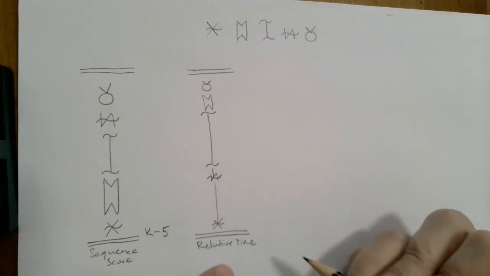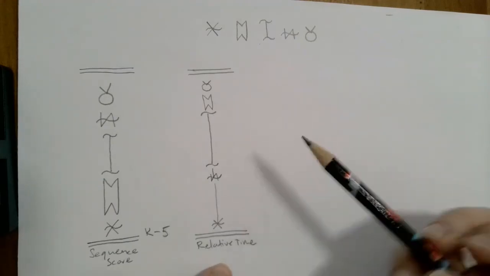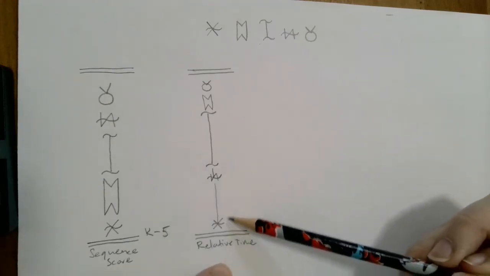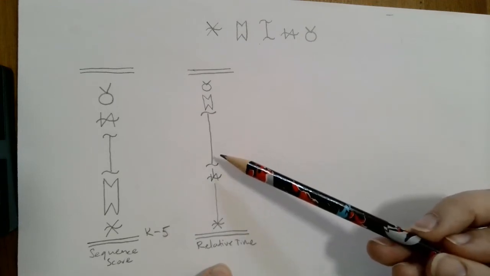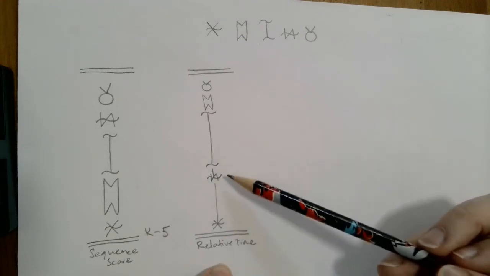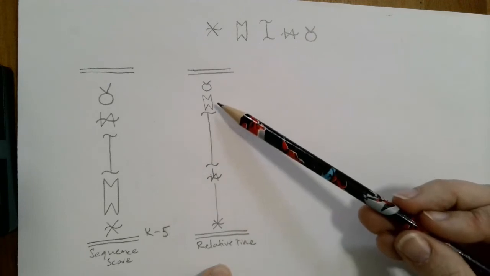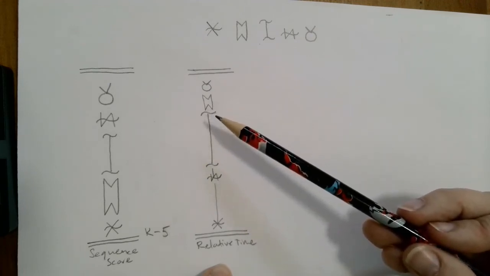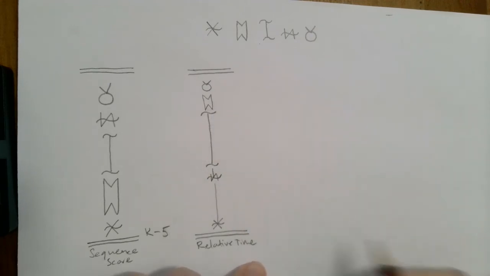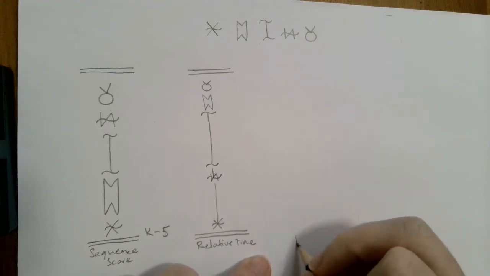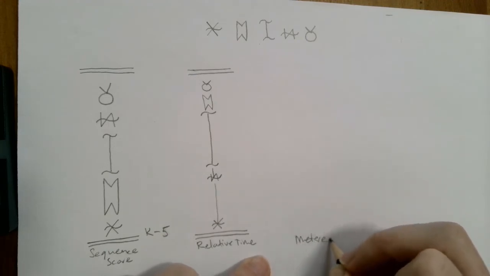So this is an example of relative time. So relatively, the flexion and the traveling would take a similar amount of time, and then the extension and the rotation would take a shorter amount of time. So then the next option would be metered time.